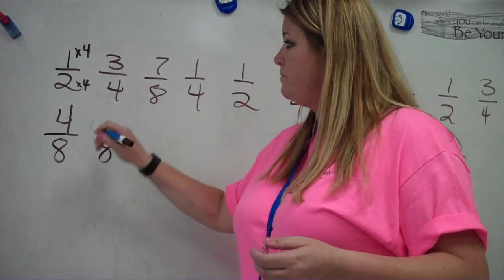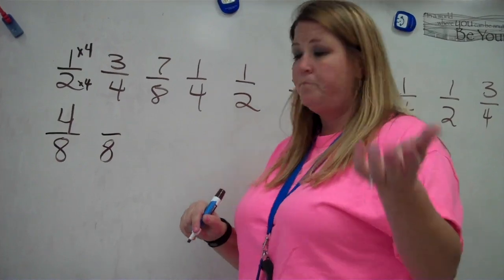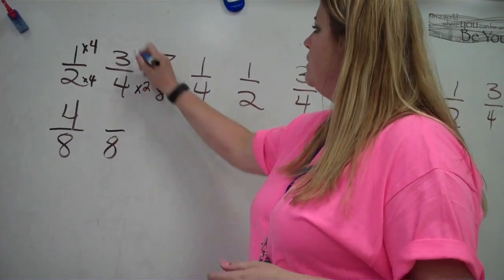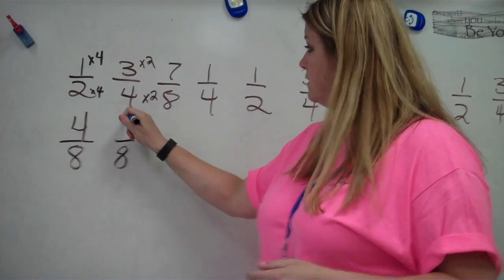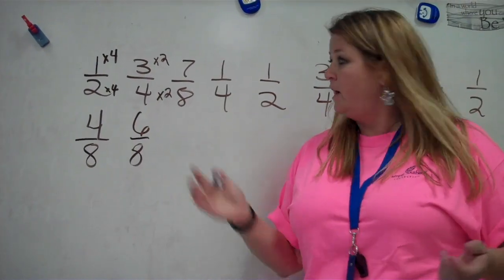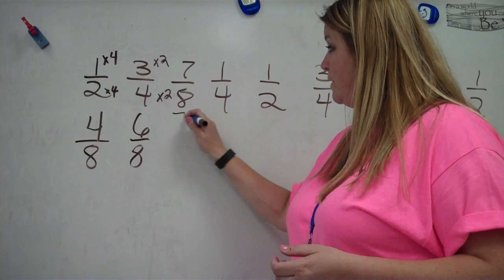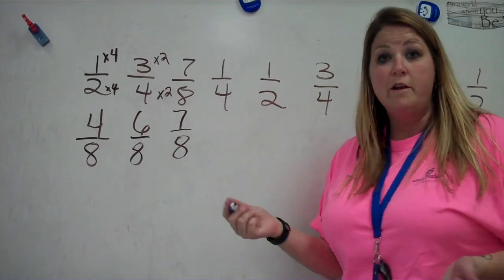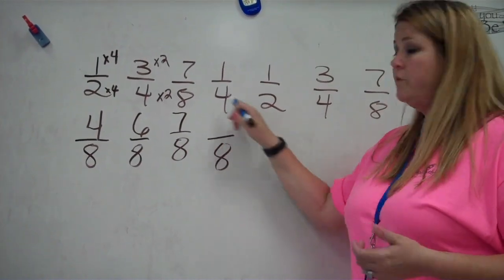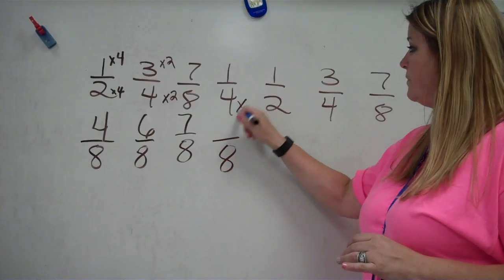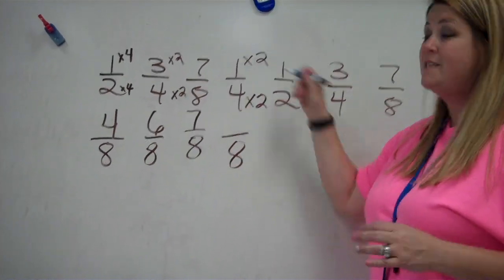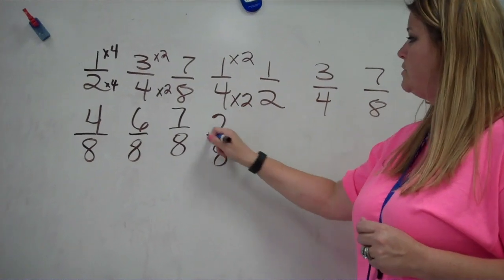My next problem has a denominator of 4, changing it to an 8. 4 times what gets me 8? Exactly right, times 2. So 3 times 2 is 6. I got lucky on 7/8. It's already there, so I don't need to change that. 1/4 into 8ths. 4 times what gets me 8? Times 2. Do the same to the top. Remember, be fair. 1 times 2 is 2.